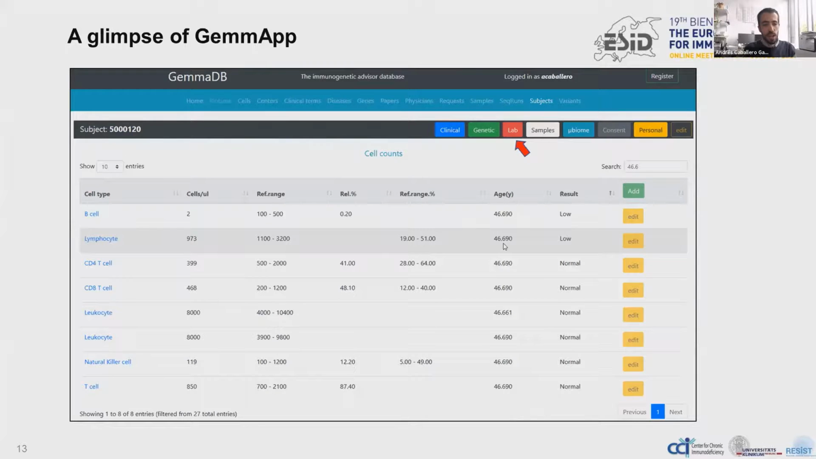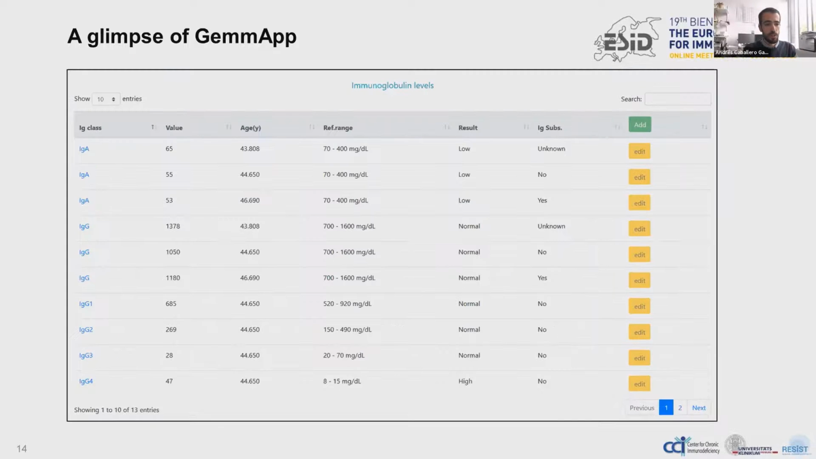So now if we navigate to the lab submodule, we can find detailed information about blood cell counts, so about different lymphocyte counts. Again, you can do a longitudinal follow-up over time. How were these values up and down during the measurements of this patient? If you scroll down, you also have information about immunoglobulin levels. All this lab information we get from our clinical databases at the university hospital.